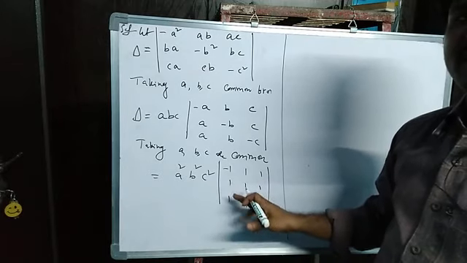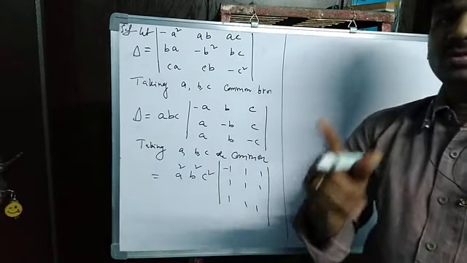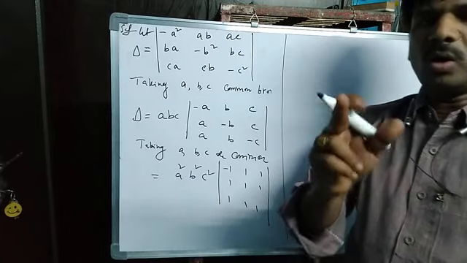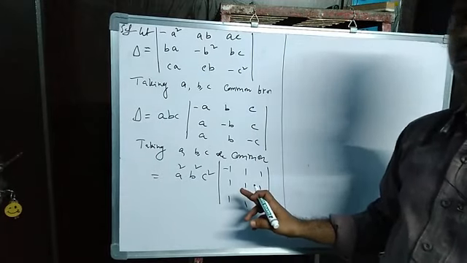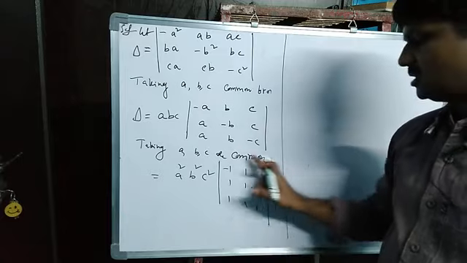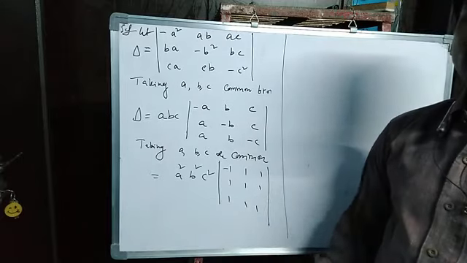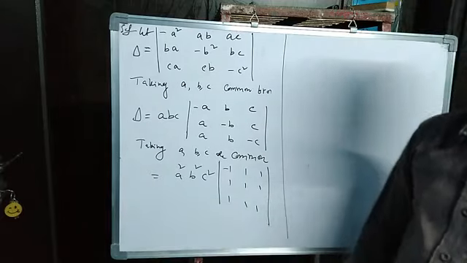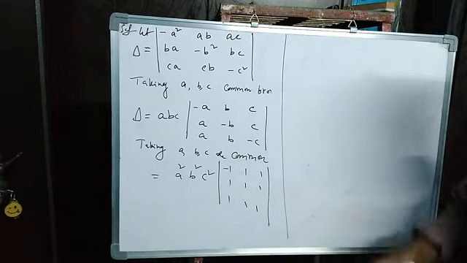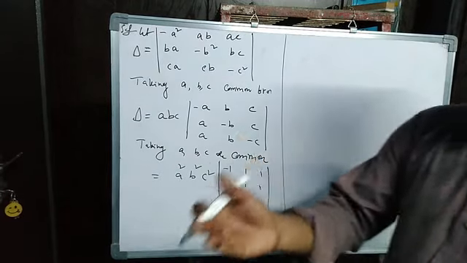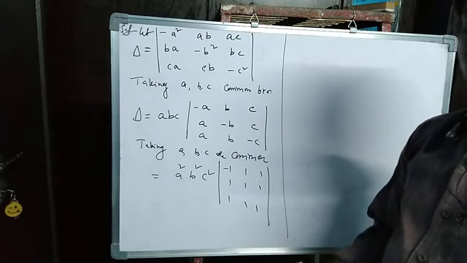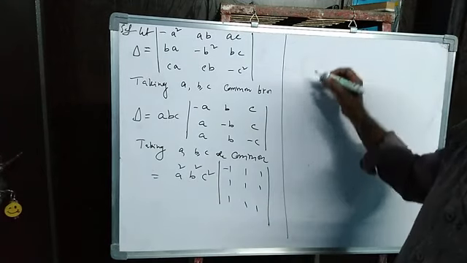How do we have to simplify a determinant? There is only one process, only one procedure. What is that? We should apply some row operations on this. We should apply some row operations or column operations also, as you wish. That means which row operations or column operations we are applying here. See.